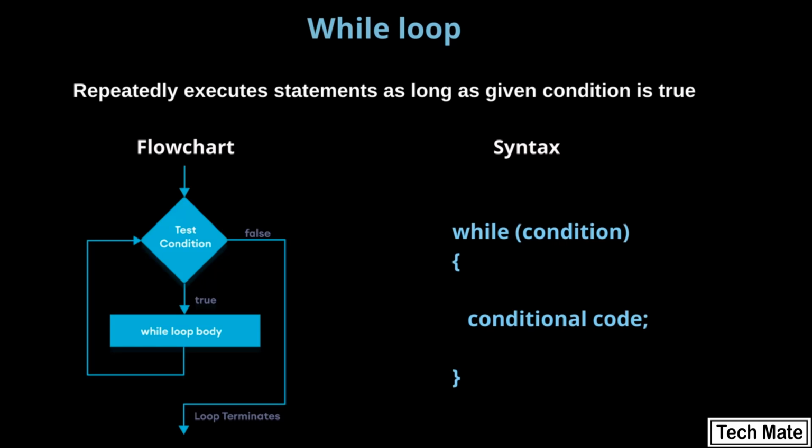So here's the syntax: a while keyword, right after it a condition which must return a boolean, and then the conditional code. So this is a very simple syntax. You can write this code, and let's see how it will execute. First of all, the condition will be checked. If it is true, the code block will execute, and it will keep on executing. As soon as the condition is false, the loop will get terminated. But it's something more than that. Let's see it practically.